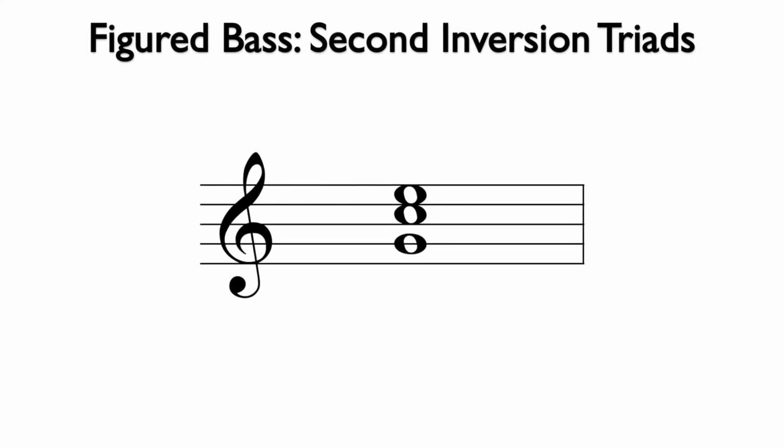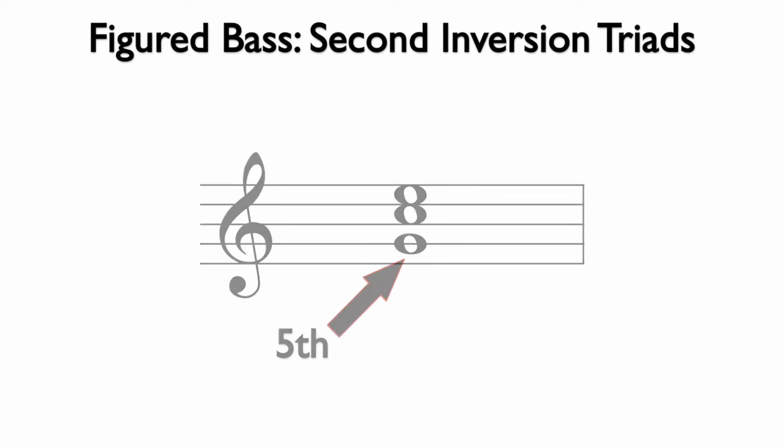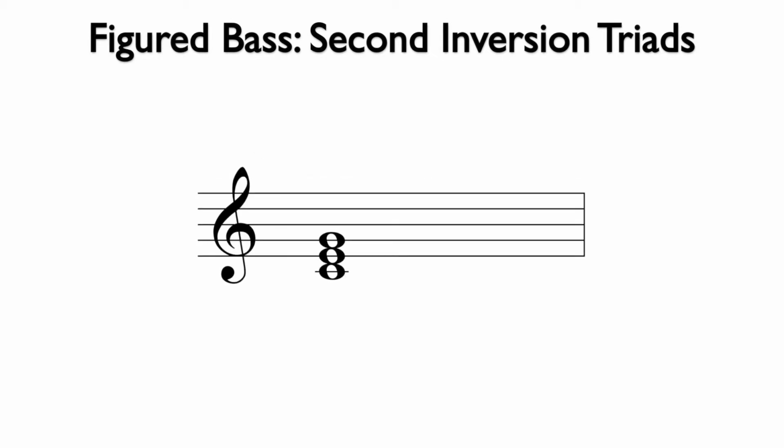A second inversion triad has the fifth of the chord in the lowest voice. In its simplest form, we can spell the notes as a stacked three-note chord with the notes as close together as possible. For example, here is a simple spelling of a root position C major triad. If we move the C and E notes up an octave, we now have the fifth of the chord as the lowest note, and it is therefore in second inversion.